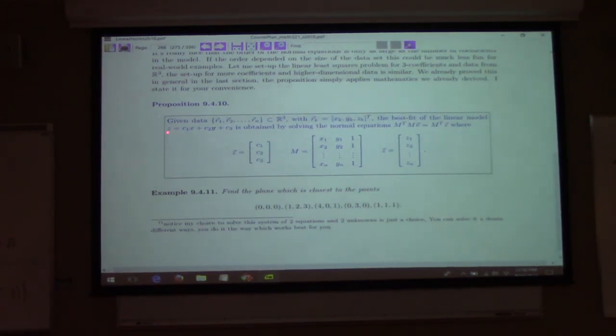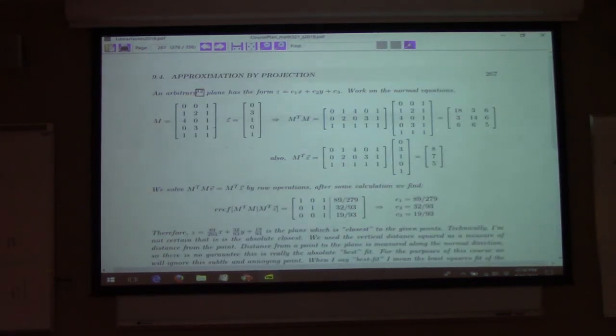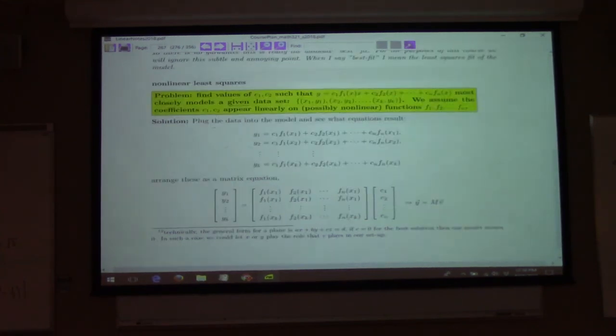So I take the plane as the graph of x and y, like this. This is a linear model for the plane. I plug my data into the linear model. That gives me a system of linear equations, which is overdetermined and hence inconsistent. I multiply by the transpose of the matrix for the system. That gives me the normal equations. I solve the normal equations. I get this. There you go. That's the best fit plane to those given. That's the plane which is closest to those 5 points. It's kind of cool, right?